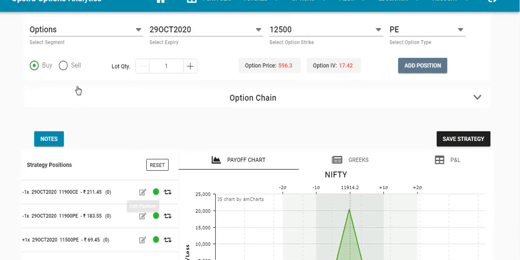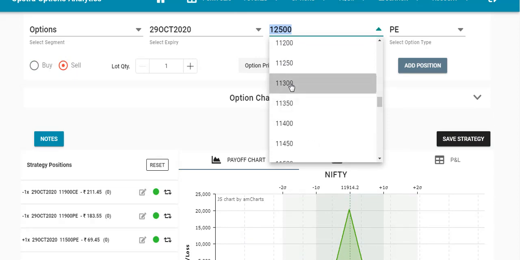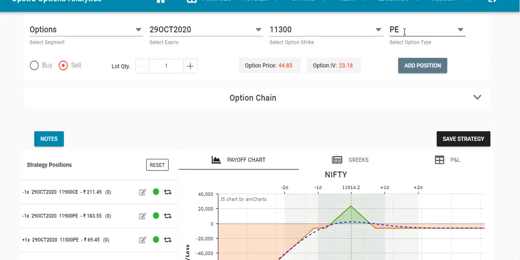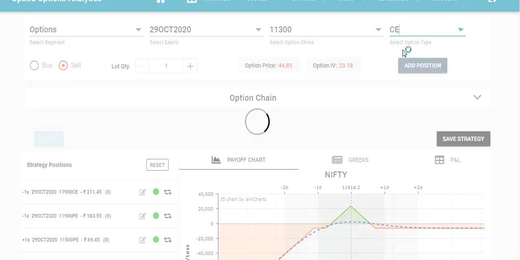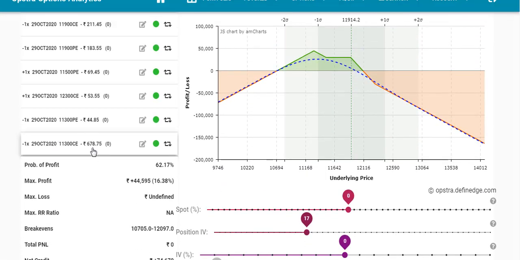So next, to the downside we need to sell 11,300. If you are doing adjustment to the downside, at 11,300 we need to short a call and a put. First we need to short the put, call and put we need to short. So this is how we have shorted our call and put both. How much premium are we getting? 678 plus 44, somewhere around 700 points.